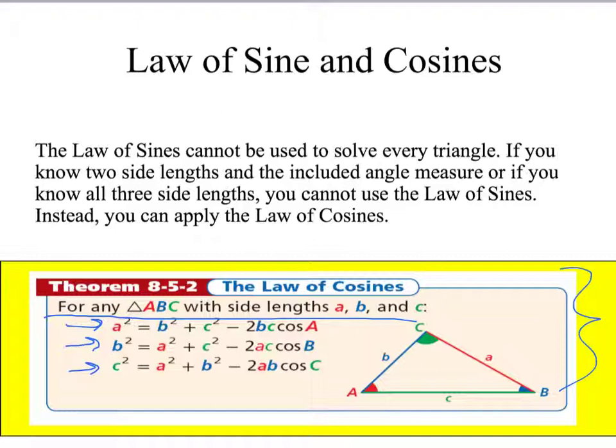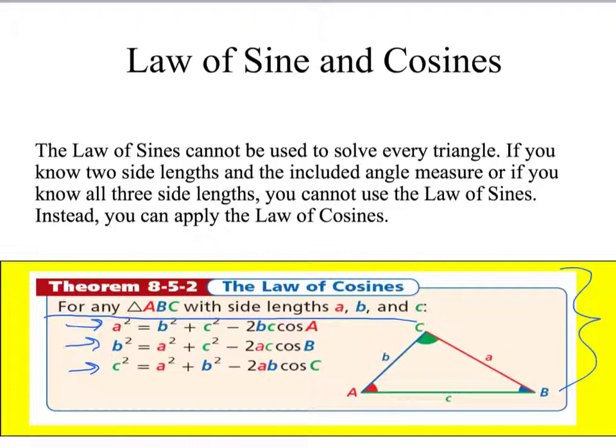All right. So the law of sines cannot be used in every single triangle. For the remaining triangles, we can use the law of cosines. If you know two side lengths and the included angle measure, which is side, angle, side, or if you know all three side lengths, which is side, side, side, you cannot use the law of sines. Instead, we use the law of cosines.